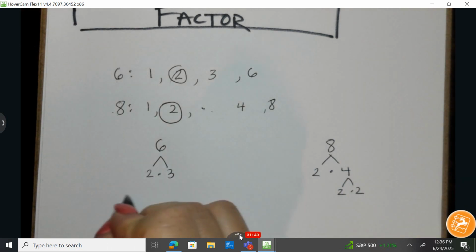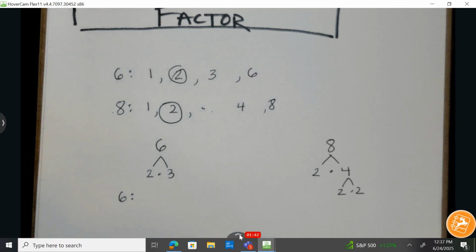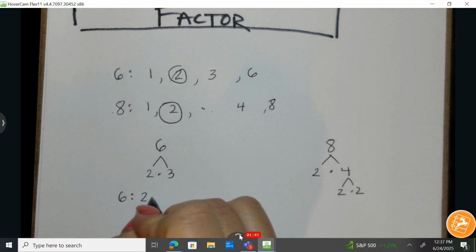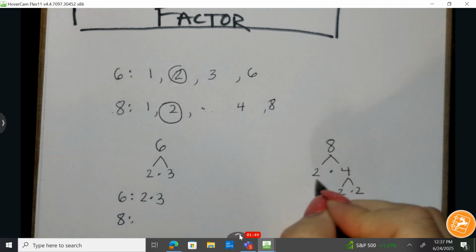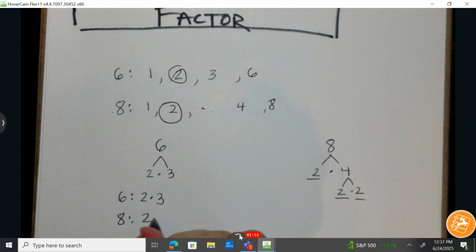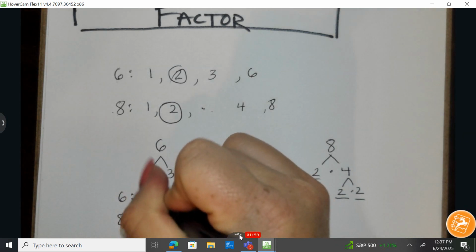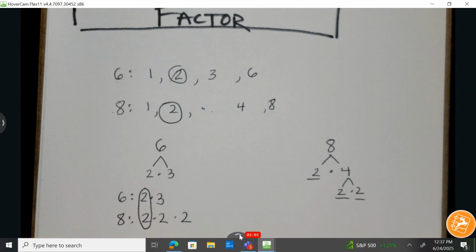So 6 is composed of the prime numbers 2 times 3. 8 is composed of the prime numbers 2 times 2 times 2. 2 times 2 is 4. 4 times 2 is 8. Now I look at both lists and I find all the common values. If there's more than one common value, I will multiply them to identify the GCF.